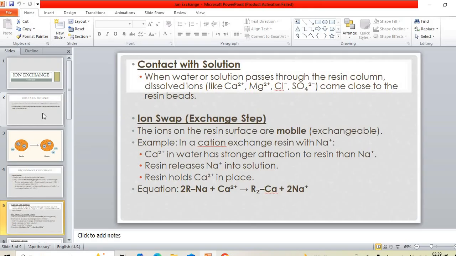And as we have in a simple equation over here, we have the resin attached to sodium, and calcium ion plus 2, because the calcium has a higher attraction force. So calcium is attracted to the resin, and the sodium is released to the solution, which has no problem.